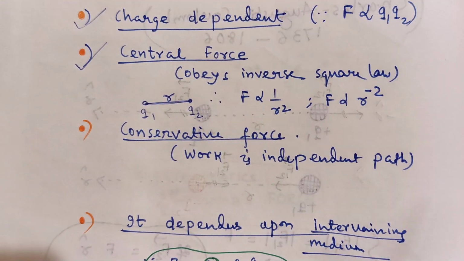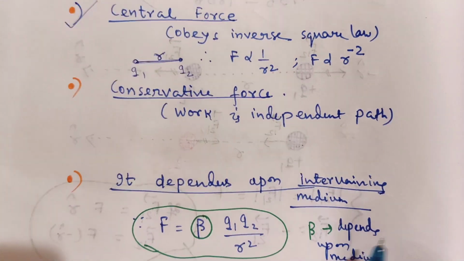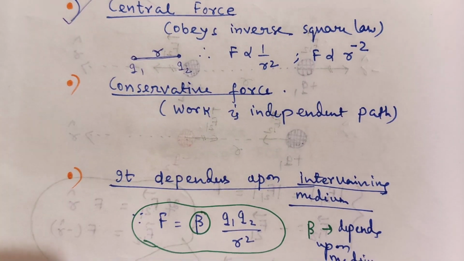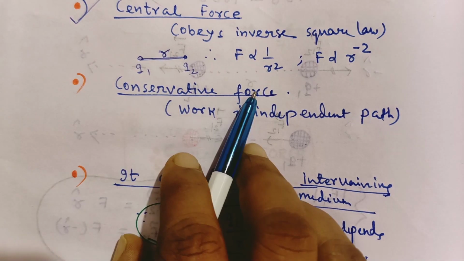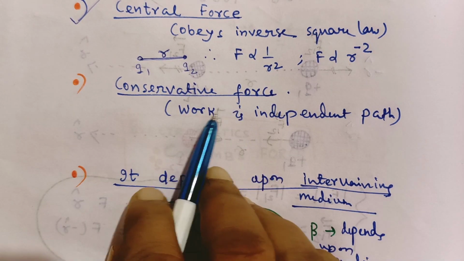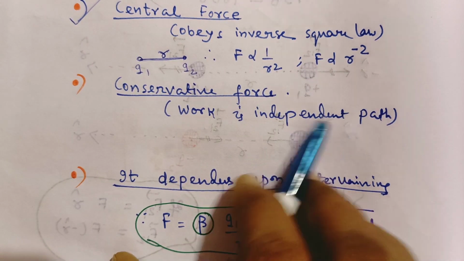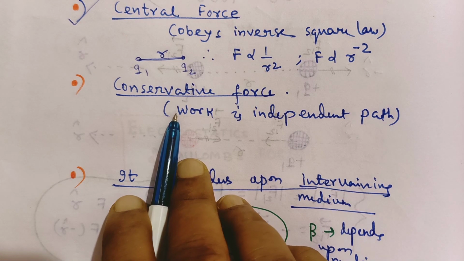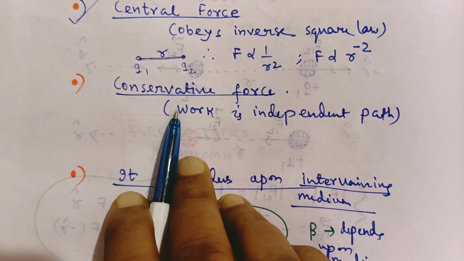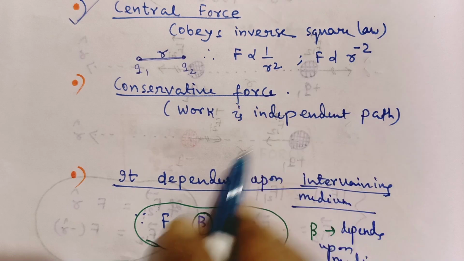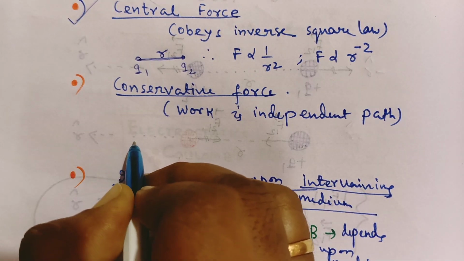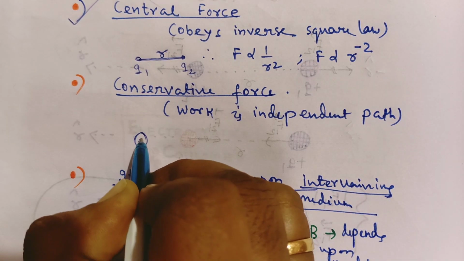Then another point: conservative force. We have already also discussed conservative force. Conservative force means work is independent of path. Here the electrostatic force is a conservative force. How is work independent of path? Let's see the example. This is a source charge, say Q.